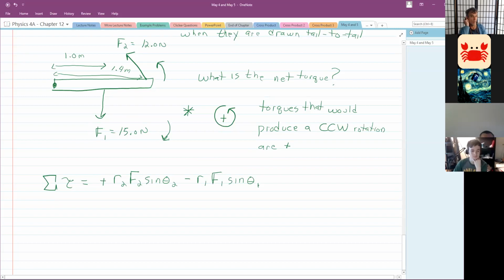Now, important thing is when I'm looking at the angles, remember you always draw angles or vectors with their tails touching. And one thing I need to be specific about is the R vector. R points from the origin, or points from the axis of rotation, to where the force is applied.